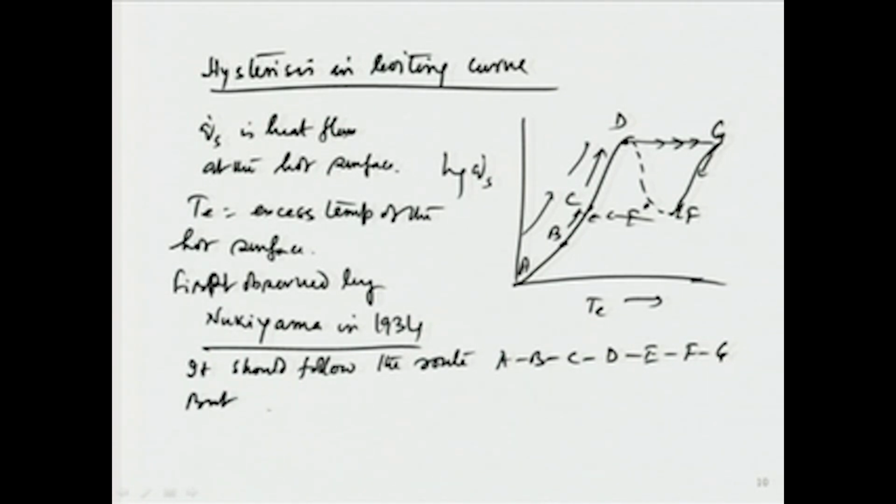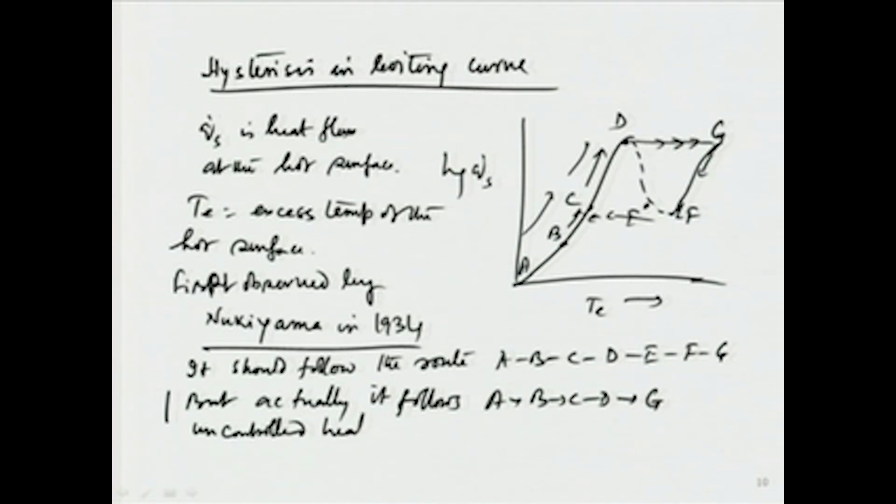but actually it follows A, B, C, D to G, and this is because of, as I was already telling, this uncontrolled heating, and therefore this becomes very dangerous. So our operating point should always be a little lower than that point, somewhere in this region should be our operating point, because we should not go to this region.